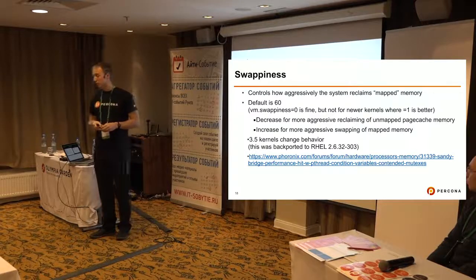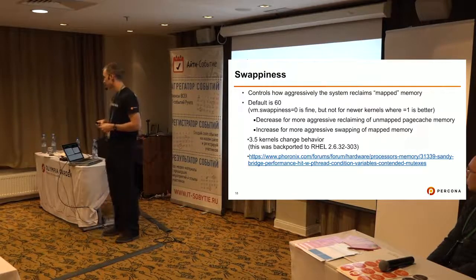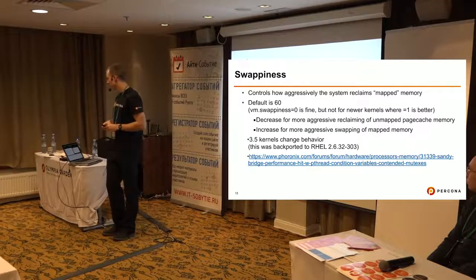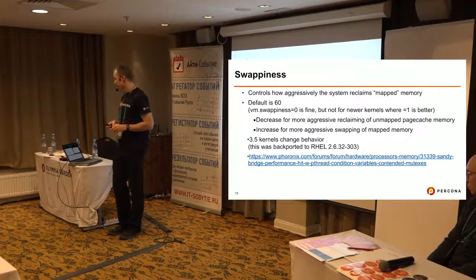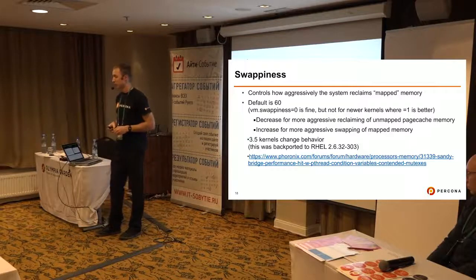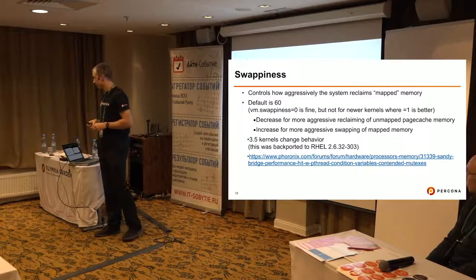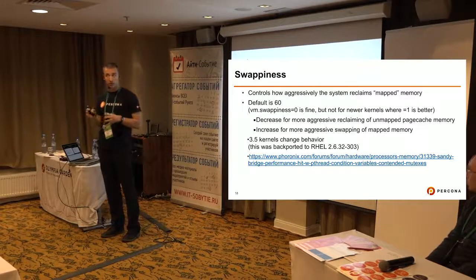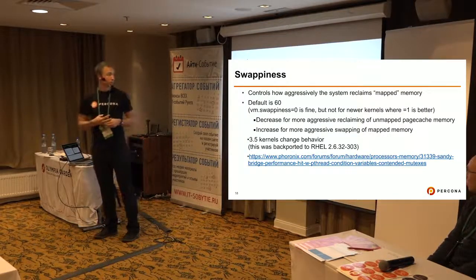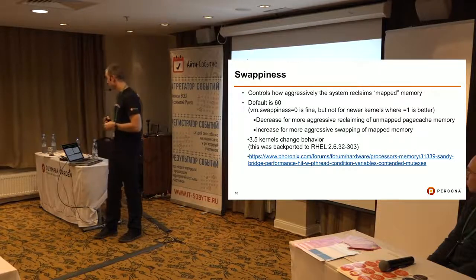Swappiness is something that everyone recommends to disable. So set vm.swappiness equals 0, which is not a good recommendation for modern Linux systems, because they will call the out of memory killer, which will probably kill your MySQL process. So instead of setting it to 0, you can set vm.swappiness equals 1. Just set it to the minimum amount of swappiness without disabling it completely.